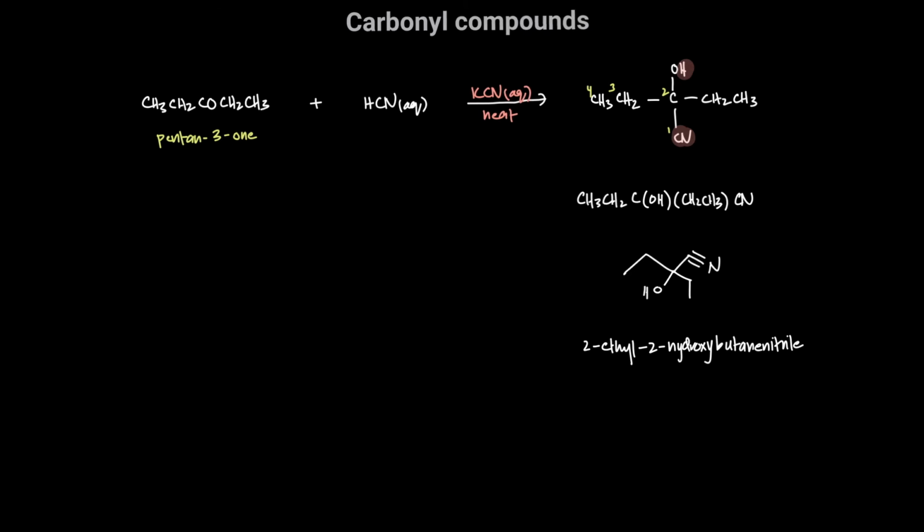As far as naming this compound is concerned, we're going to consider this 4 carbon chain as the parent chain, because the parent chain has to include the primary functional group, in this case the nitrile group, the CN over here. So our longest chain that includes the CN is a 4 carbon chain, and the nitrile will be assigned carbon number 1.